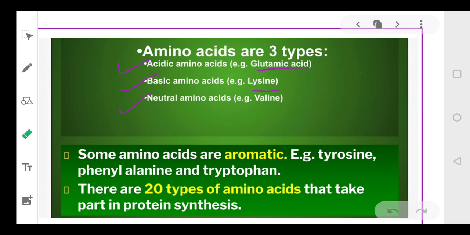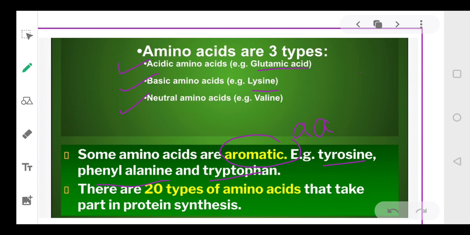Now some amino acids are also referred to as aromatic amino acids. Why? Because they contain ring structures. That is why they are called aromatic amino acids, because a ring is present in their structure. Examples are tyrosine, phenylalanine, and tryptophan. These are the three examples which contain an aromatic ring in their structure.